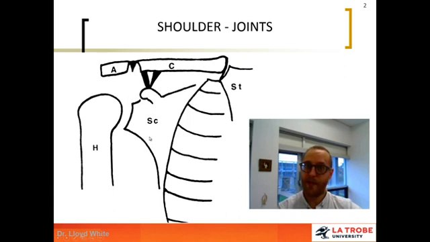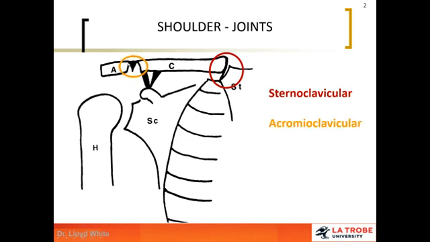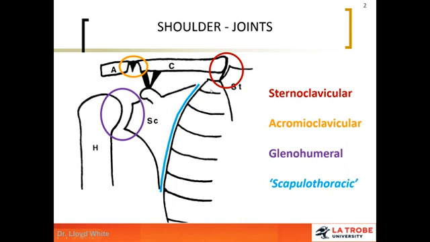So in terms of which joints we have, we have 3 histological joints and 1 functional. We have the sternoclavicular joint attaching the clavicle to the sternum. We have the acromioclavicular joint attaching the clavicle to the acromion process. And we have the glenohumeral joint attaching the head of the humerus to the glenoid fossa of the scapula. Now there's another joint in inverted commas here, and it is our purely functional joint, the scapulothoracic joint.